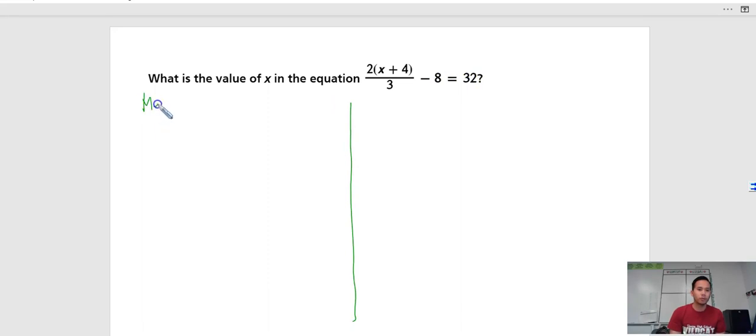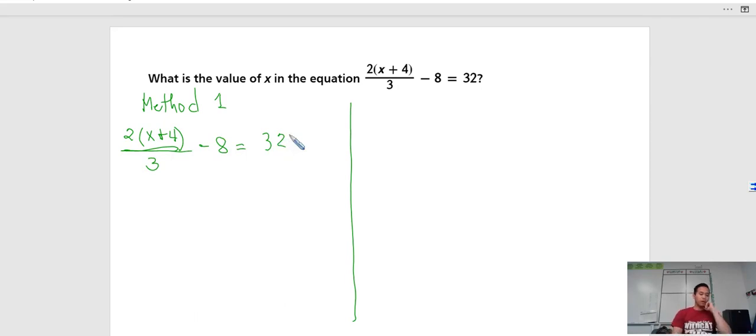So method 1: we multiply both sides by the denominator. So you have 2(x plus 4) over 3, that's the denominator, minus 8 is equal to 32. That means you have to multiply both sides by 3. I'm going to multiply the whole thing by 3, then 32 by 3. Therefore, the denominator will be cancelled.